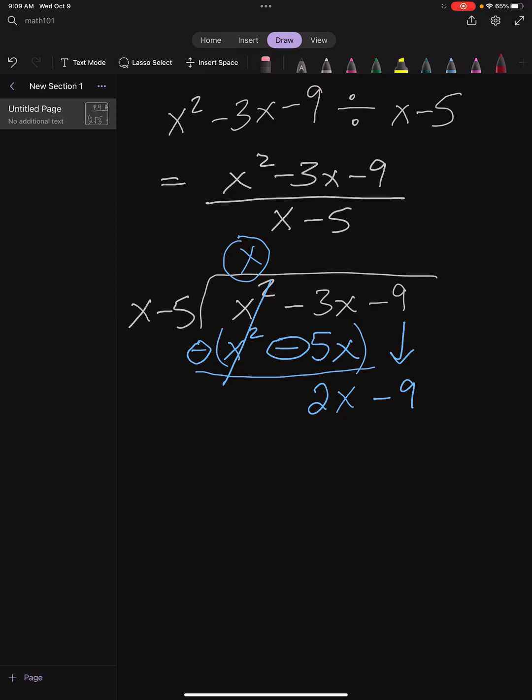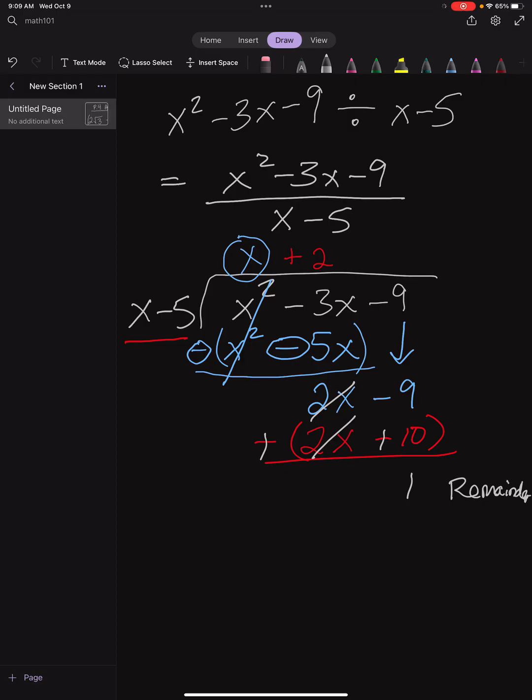And now I want to see how many times does x minus 5 go into 2x minus 9. Again, look at the x's. X goes in 2x 2 times. And now take this 2 and multiply by x minus 5. 2 times x is 2x. 2 times negative 5 is negative 10. And I'm going to subtract this in parentheses. The 2x's cancel. And again, I get minus a negative, which is really plus. So I get positive 1. This is my remainder.